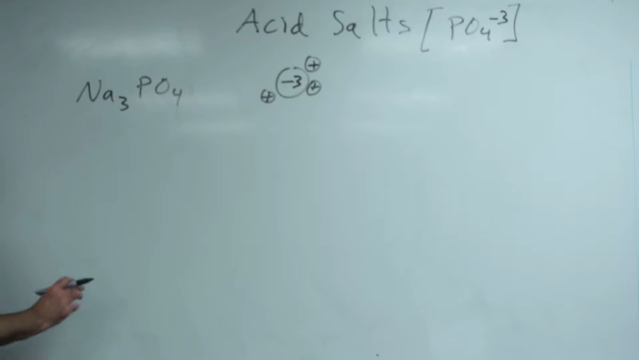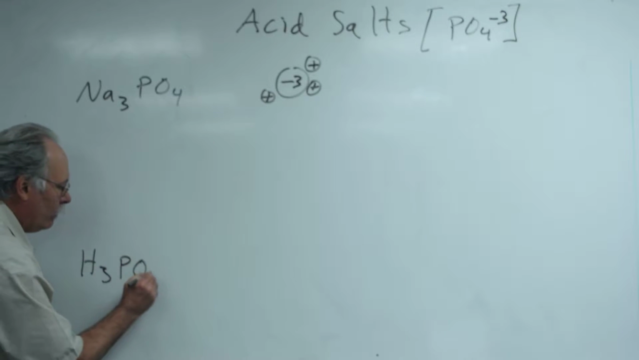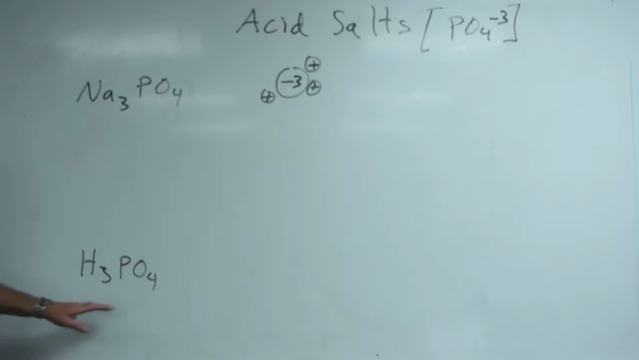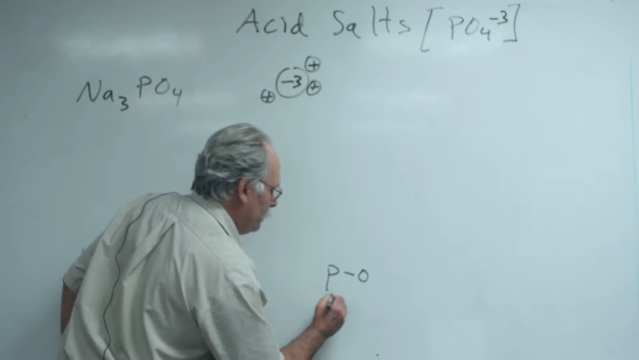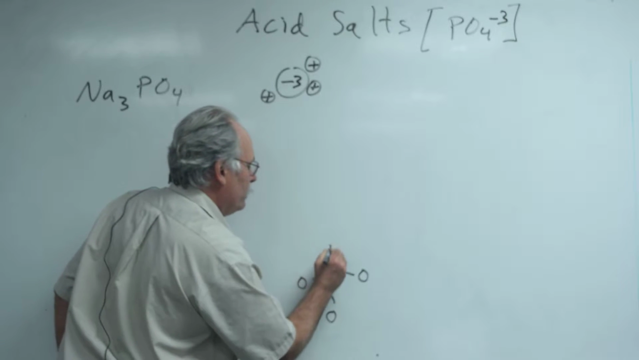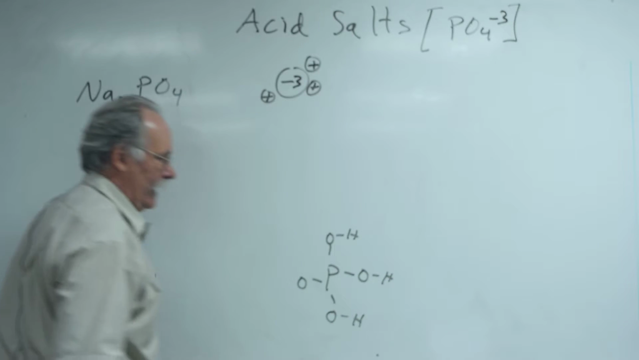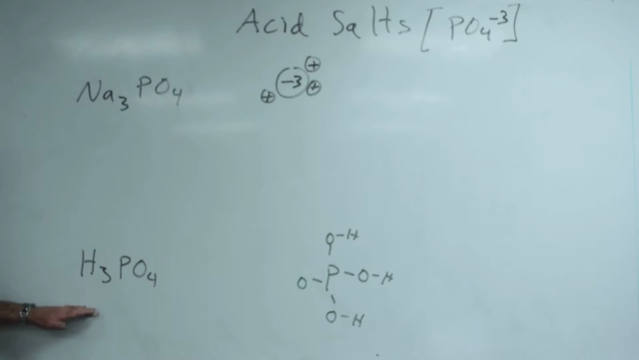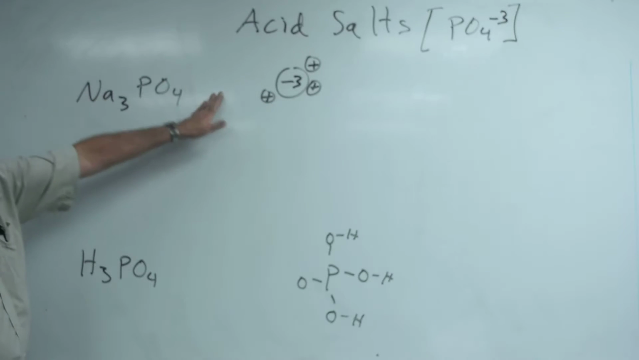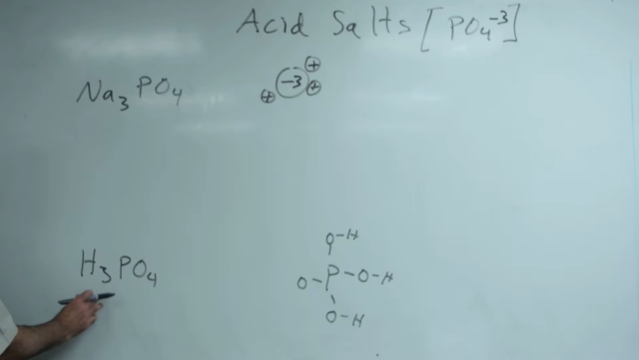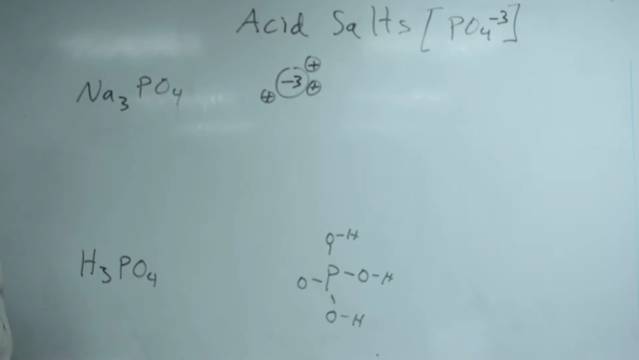Now I could look at the acid, H3PO4. In this I have one entity: a phosphorus with an oxygen, an oxygen, an oxygen, an oxygen, and a hydrogen attached, and a hydrogen attached, and a hydrogen attached. And this is a covalent molecule. And if you remember, we would call the salt sodium phosphate. Therefore, this would be phosphoric acid. We name it after this analogous salt.